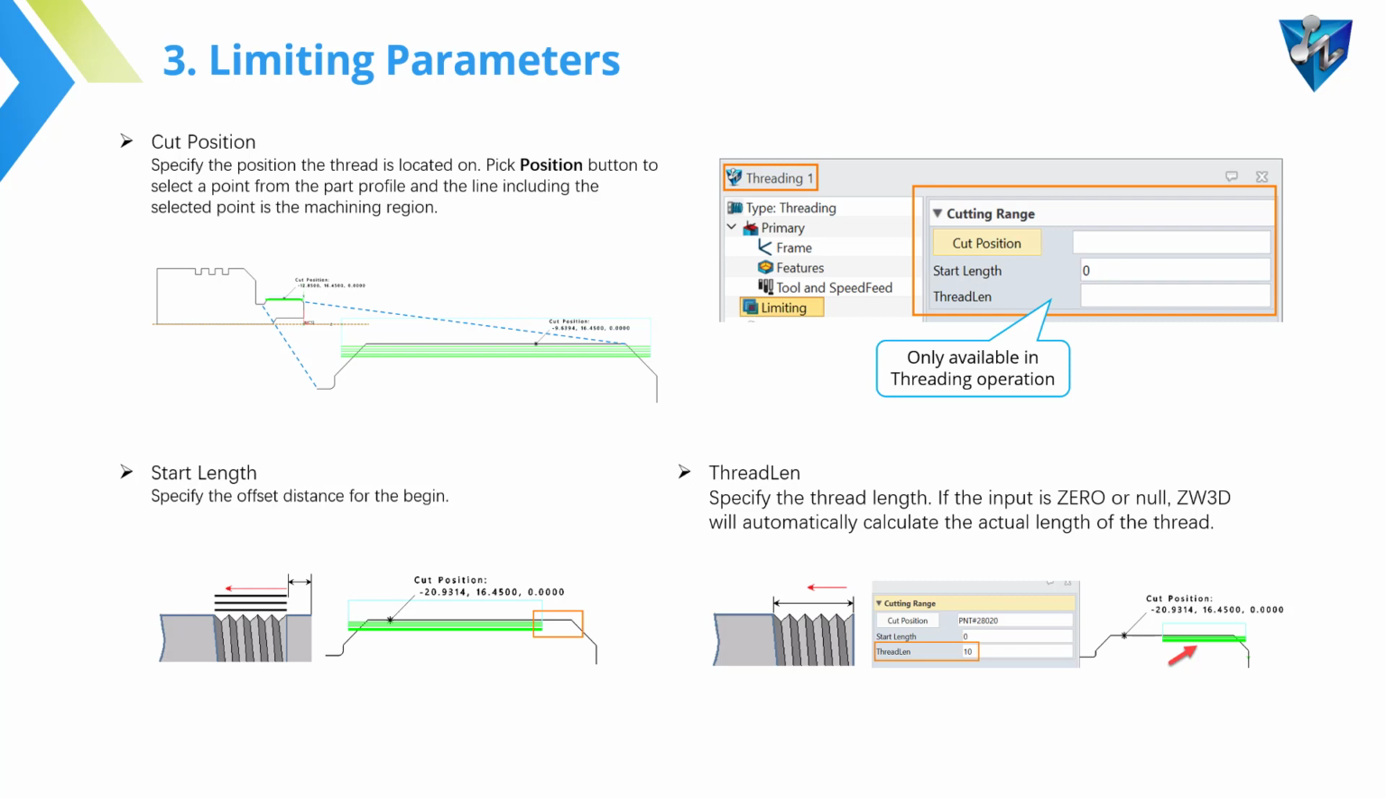Start length allows you to set an offset distance at the beginning. No toolpath will be created in this area. For thread length, you specify the entire length of the thread. Please note that if the user sets it to 0 or null, the toolpath will be automatically generated based on the total length of the thread, as shown in the figure in the upper left corner.